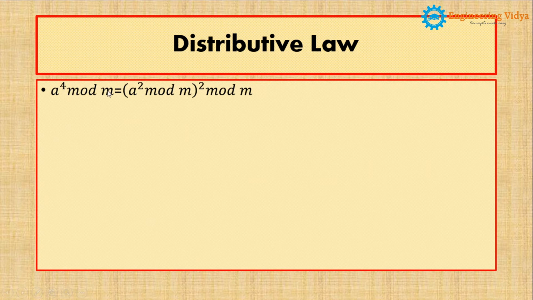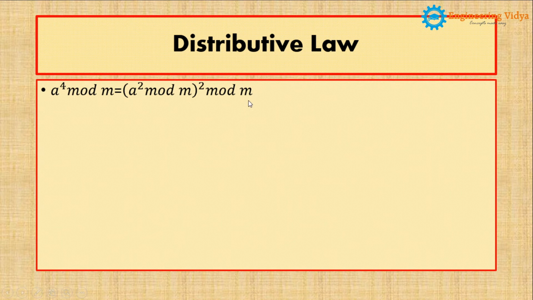Here we have the power 4, and the power 4 is distributed in 2 parts. The first power 2 is here and the second power 2 is here, and if we multiply 2 and 2, then automatically we get 4. So the power 4 is distributed here and here. That's why it is called the distributive law.